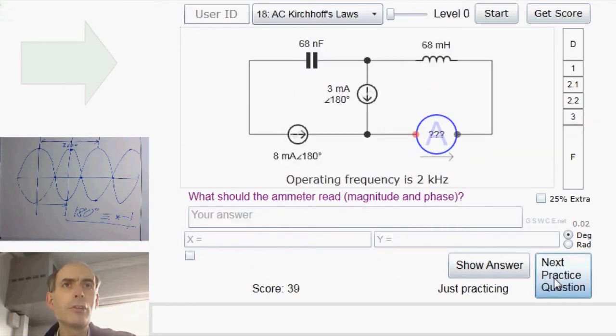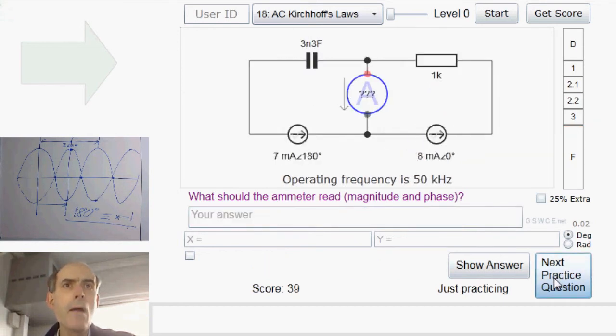But if the phases are different, like this one, well, we could do that as the unknown current here must be the current going out of the node minus the other current going into the node. So that must be 8 milliamps at 0 degrees minus 7 milliamps at 180 degrees, and it would calculate the answer, 15 milliamps at 0 degrees here.